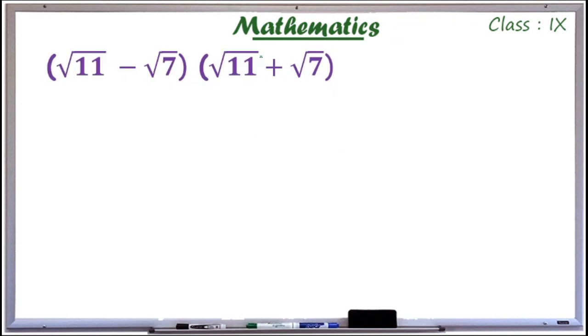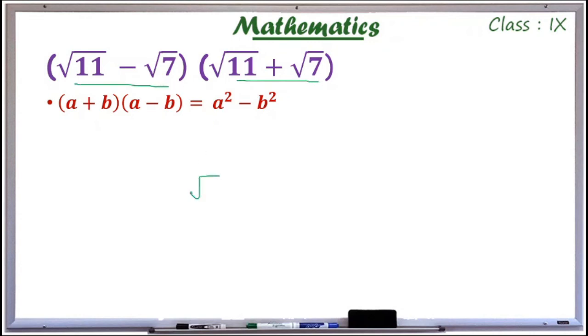So moving to the next, root 11 minus root 7 into root 11 plus root 7. It is also a minus b into a plus b. The answer is a square minus b square. The same format, a plus b into a minus b, a square minus b square. Here a is root 11, so root 11 square minus root 7 square. Root 11 square is equal to 11 and root 7 square is equal to 7. The answer is 4.